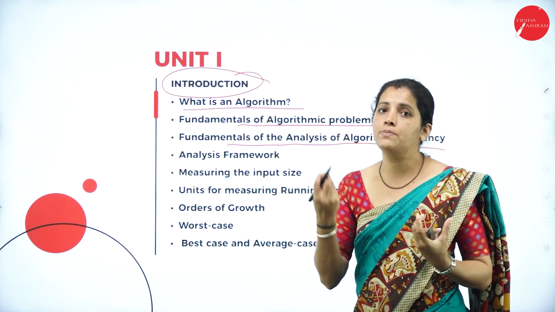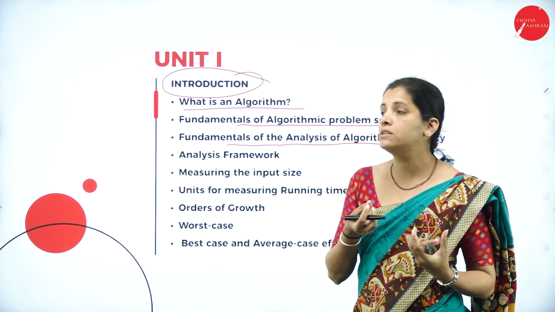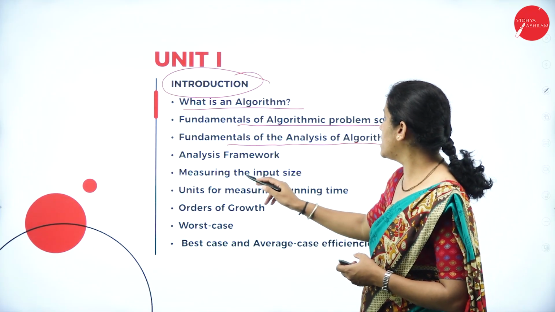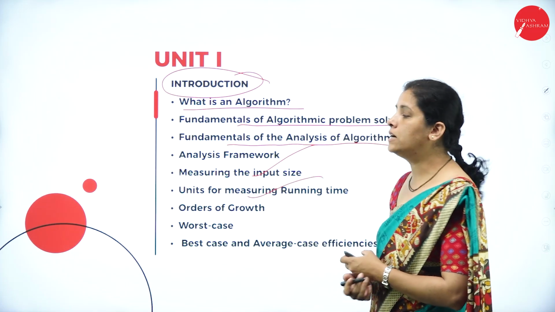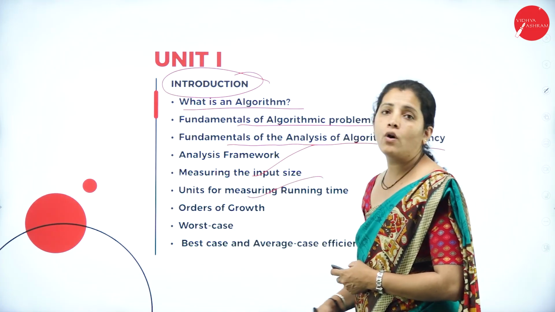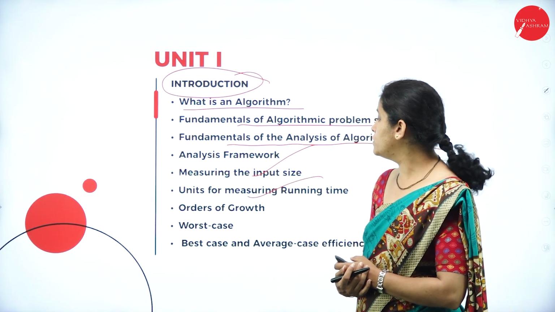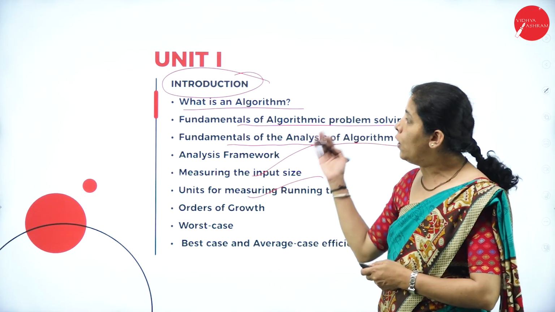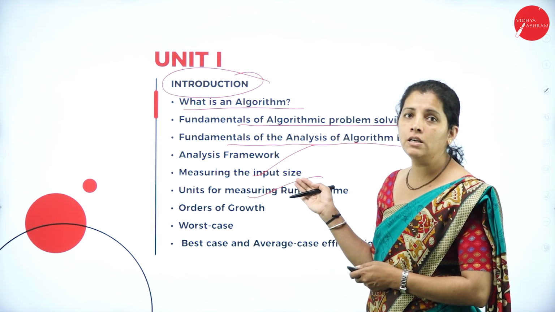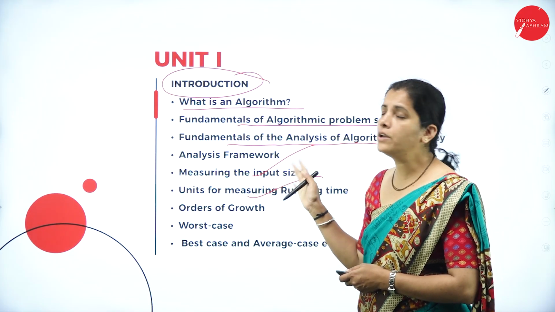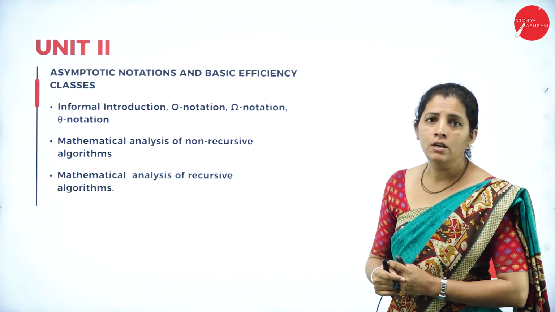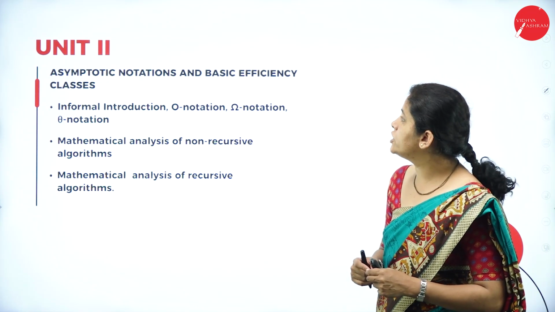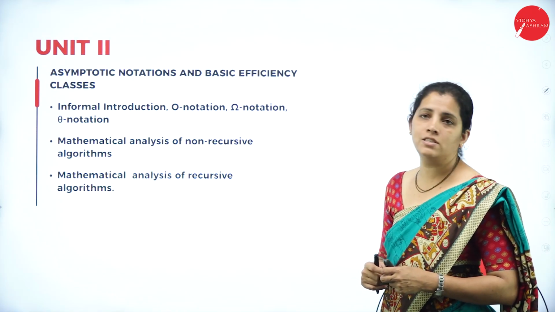Along with that, what is best case, what is worst case, what is average case, how we can measure the input, measuring run time. Okay, order of growth. In order of growth, we have best case, worst case and average case. All these topics we are going to learn in unit 1. Okay, fine. If I consider unit 2, we are going to learn about asymptotic notation and basic efficiency.